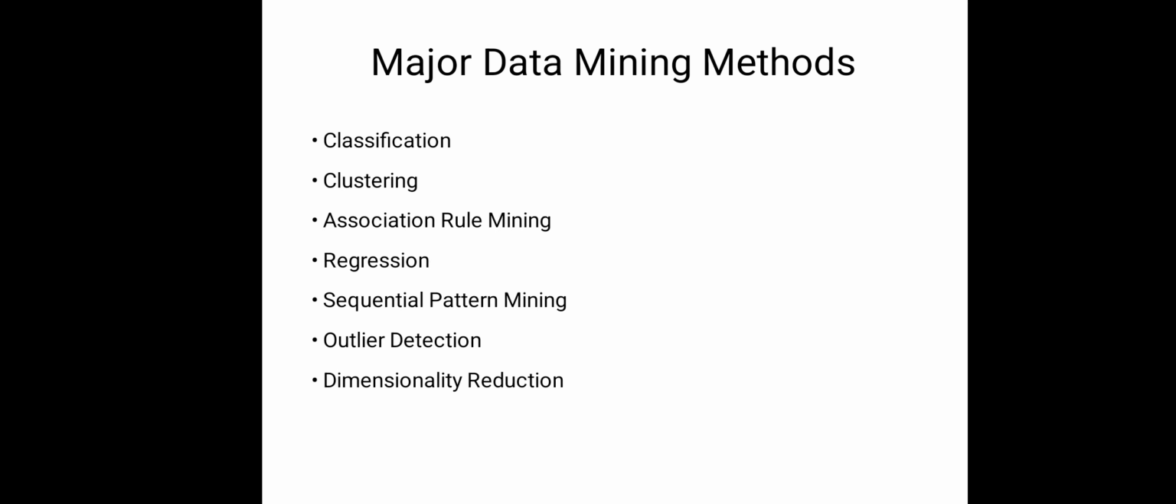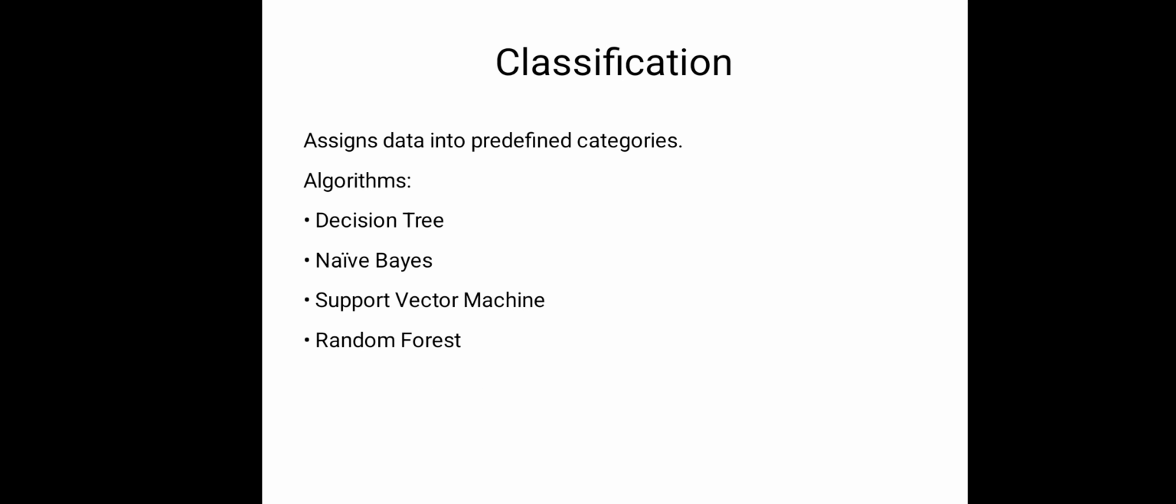Major data mining methods. Today we will discuss seven important methods: classification, clustering, association rule mining, regression, sequential pattern mining, outlier detection, and dimensionality reduction. Each method solves a different problem. First method is classification. Classification predicts predefined categories. For example, Netflix predicts: will the user like the movie? Yes or no? The following algorithms are used in classification: decision tree, naive Bayes, support vector machine, random forest.